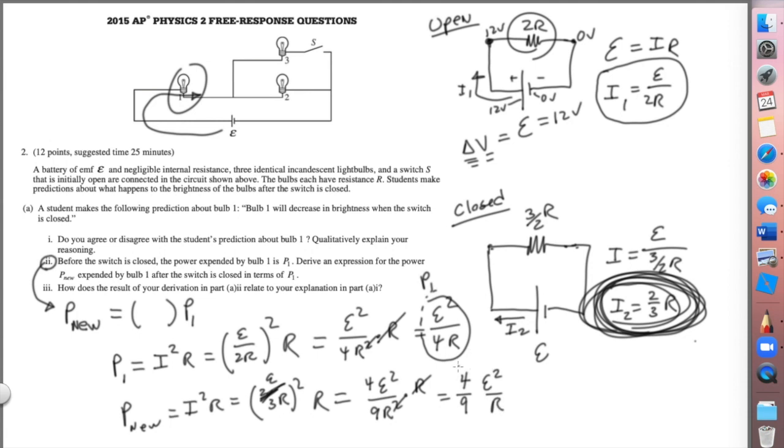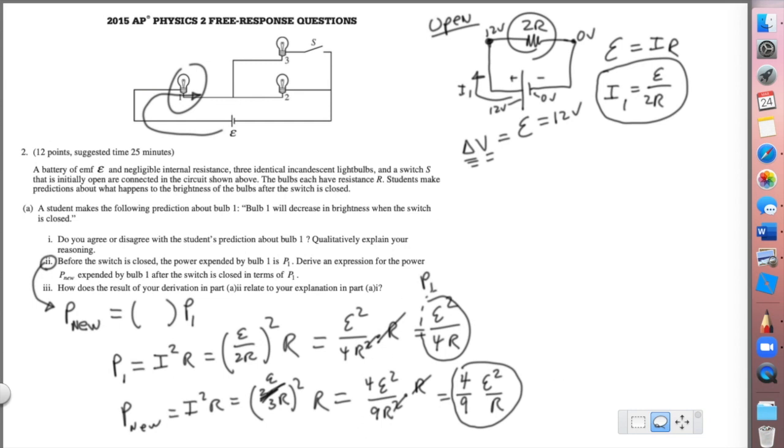So now what we've got to do is get a common denominator of these two equations. Okay, so the common denominator here is 36. So this one here is going to be 9/36 E squared over R. This one is going to be 16/36 E squared over R.